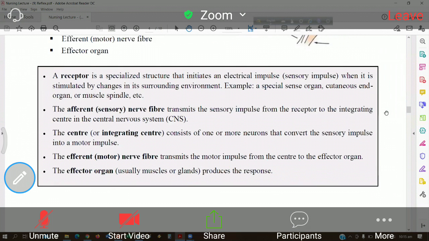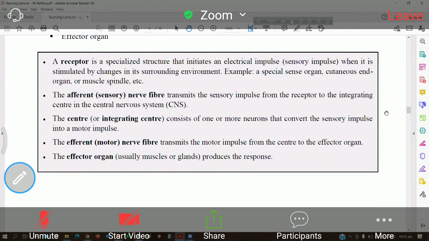In more detail, a receptor is a special structure that initiates an electrical impulse or sensory impulse when it is stimulated by changes in its surrounding environment, for example, special sensory organs, muscles, etc. Afferent or sensory nerve fibers transmit sensory impulses from the receptor to the integrating center in the central nervous system. The center or integrating center consists of more neurons that convert the sensory impulse into a motor impulse, and they are always located in the central nervous system.